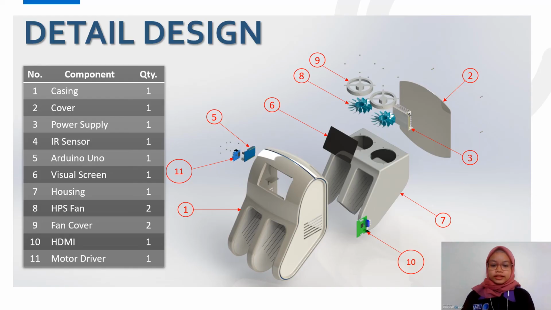For the detailed design, I'm showing you the exploded view of the high-performance hand dryer. It consists of 11 components that include casing, cover, power supply, AR sensor, Arduino Uno, visual screen, housing, HPS fan cover, HDMI, and motor driver.